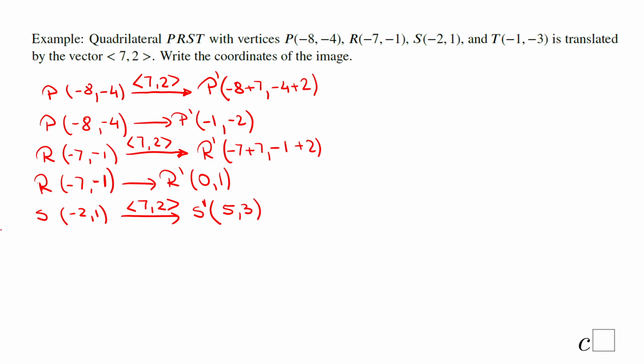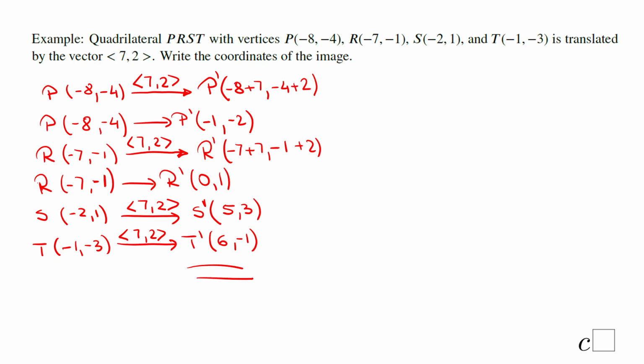And then we have the last point, which is -1, -3. Okay, the same translation, which means what? 7 right, 2 up. Good to see that also graphically. -1 plus 7, that is 6, and -3 plus 2, that is -1. Okay, and that's it for this problem.